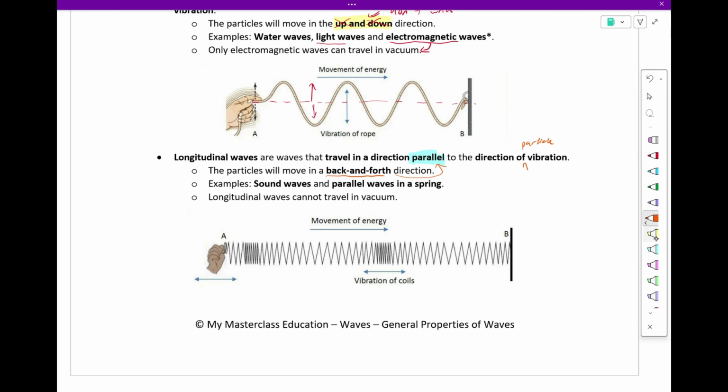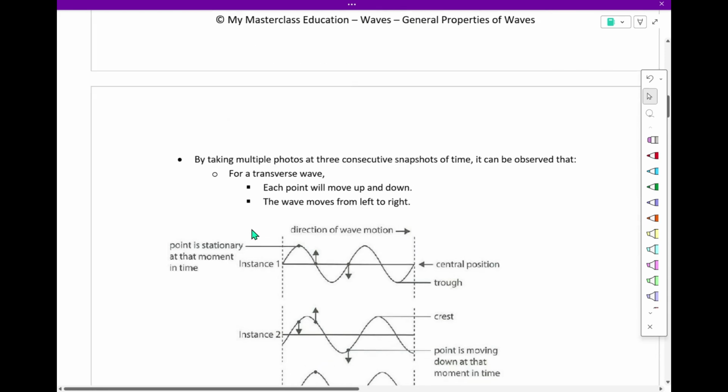So in your chapter or in your syllabus, the only one you should learn would be sound waves. And sound waves, basically, cannot travel in vacuum. Okay, but if you use a slinky like this, you can actually form longitudinal waves. However, mostly in your syllabus, we are using sound waves.